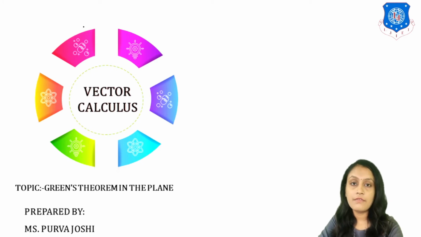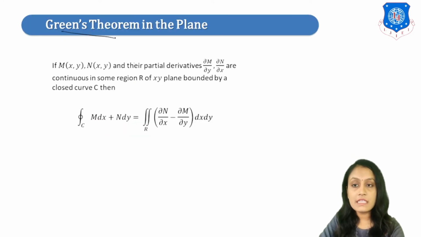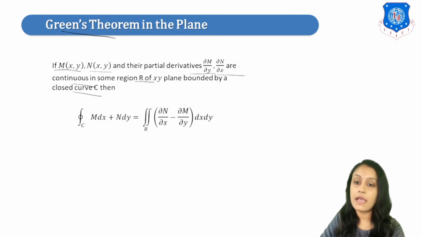Today we are going to study a very important topic of vector calculus, that is Green's theorem. Green's theorem in the plane. If M(x,y), N(x,y) and their partial derivatives ∂M/∂y, ∂N/∂x are continuous in some region R of the xy plane bounded by a closed curve C, then the closed integral over C of M dx plus N dy is equal to the double integral over R of (∂N/∂x minus ∂M/∂y) dx dy. So this is the statement of Green's theorem.